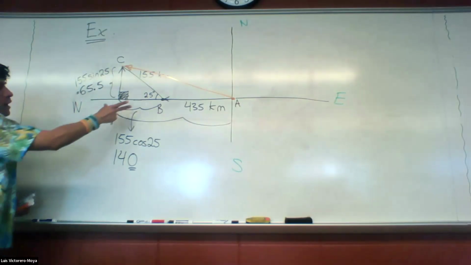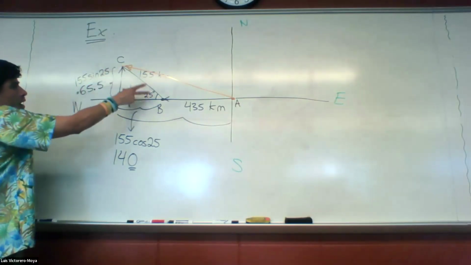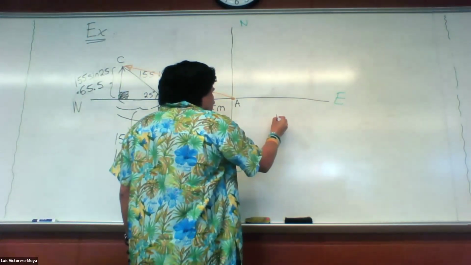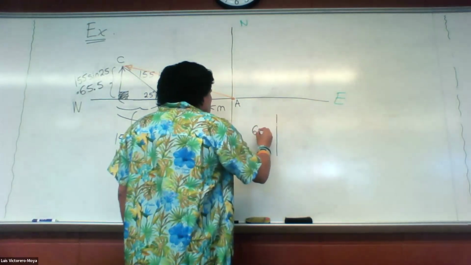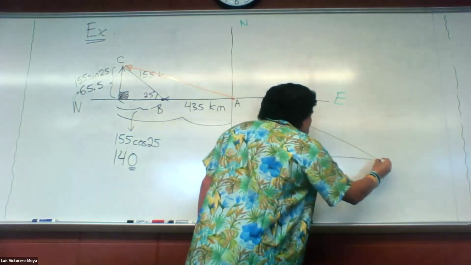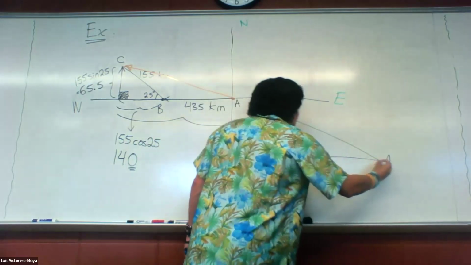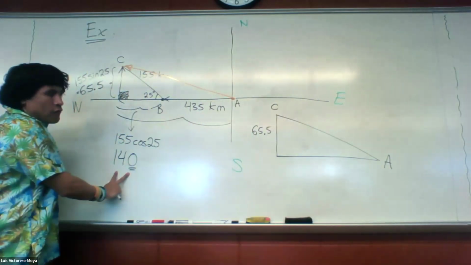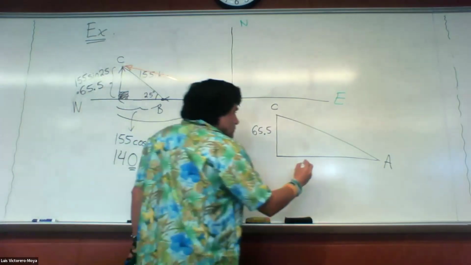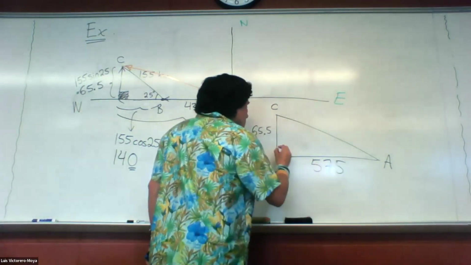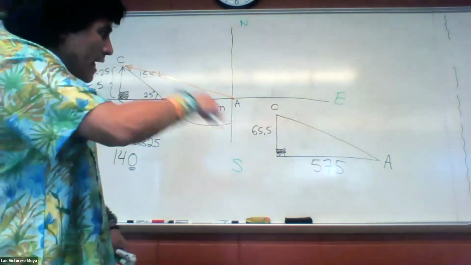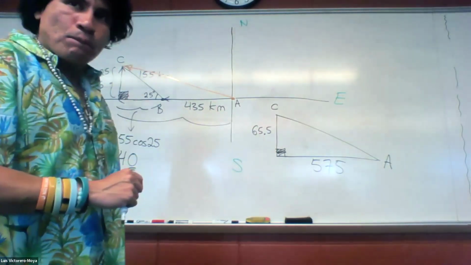Okay, so I have these values, right? To find the length, I can redraw it here. This is 65.5. This whole leg, this is C, this is A. That will be 435 plus 140. I add these two. That will be 575. This is 90 degrees. So now I can find my magnitude, the length AC, which is what the problem is asking you.